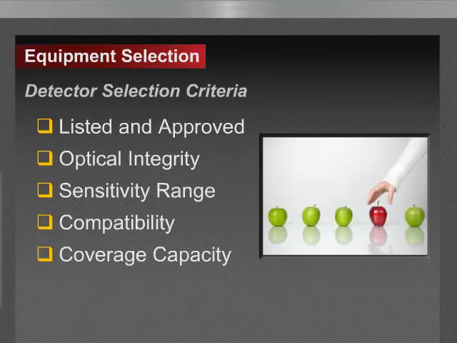Consider sensitivity range for staged response throughout all stages of the fire growth and the reliable release of suppression. Consider its compatibility with other systems and coverage capacity. So selecting appropriately sized detector that best suits the coverage area or object being protected, ensuring efficiencies are achieved. And otherwise, we unnecessarily burden the project cost and take up valuable real estate and contribute to increased maintenance cost.